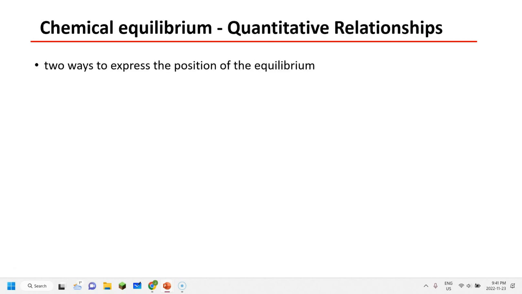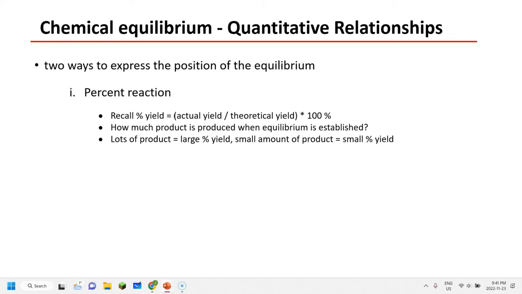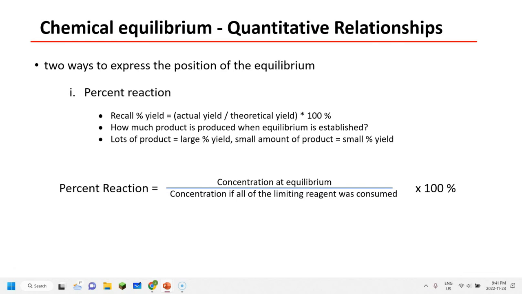Finally, when we have a system in equilibrium, we can have 2 ways of expressing how much reactant and product are present in the system. And the first one is what we call percent reaction. And this is similar to our percent yield that we did last year, where we would look at the relationship between the amount that we theoretically produce over the amount that we have. And so we can look at our concentration or amount at equilibrium over the amount if all of our limiting reagent was consumed.